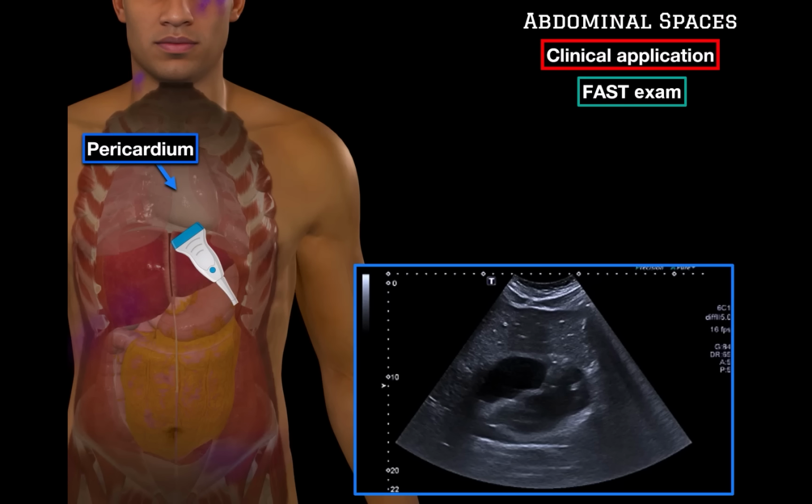Finally, in this subxiphoid view, we can again see the liver here, and we can actually see the heart. The slightly hyperechoic outline here is actually the pericardium. And the main thing we are evaluating here is the space between the heart and the pericardium. In penetrating trauma, detection of pericardial effusion on FAST has been shown to significantly reduce mortality by enabling early recognition of cardiac injury, even before classical signs of tamponade appear.